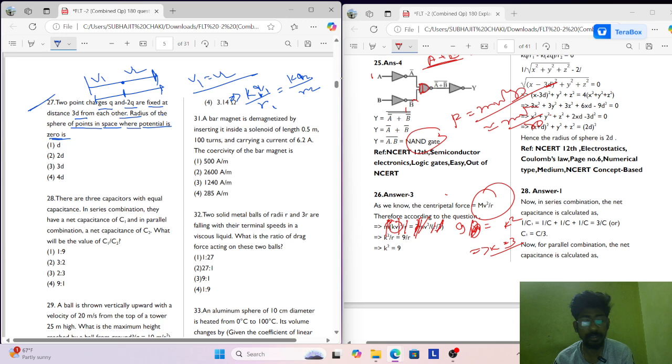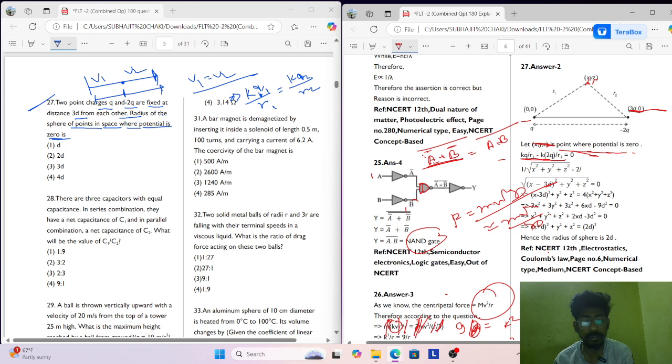So from this you can say (x minus 3d) whole square plus y square plus z square equals 4 times (x square plus y square plus z square). Right? So if we apply the (a minus b) whole square formula in here, we get 3y square, 3z square, because y square and z square will be cancelled out.